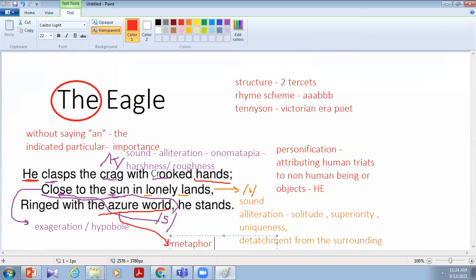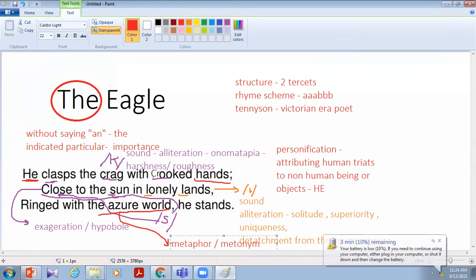It's metaphoric as well, right? Without saying blue as the sky, they have said edge of world. And also it is a metonymy, right? It's metonymy.